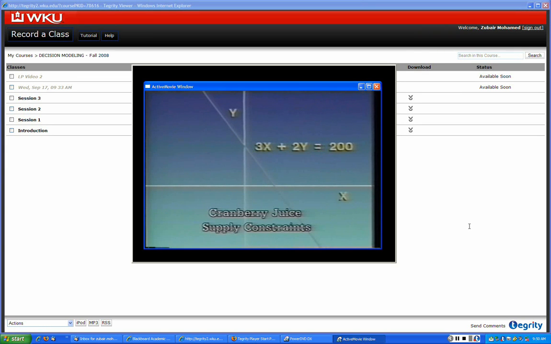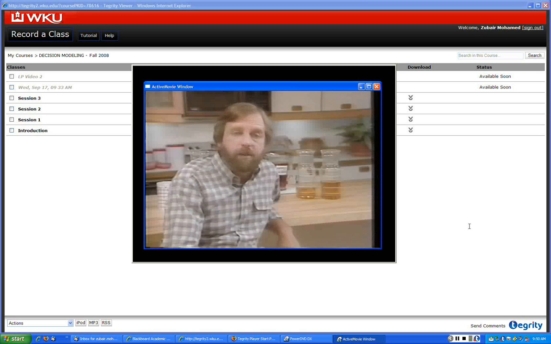So we can label this line as 3x plus 2y equals 200. It's a familiar expression, but we've replaced the inequality sign with an equal sign, making it a linear equation. This line, then, the divider, indicates the points where there's exactly enough cranberry juice to carry out the maximum profit policy.